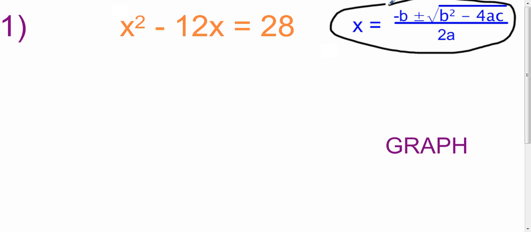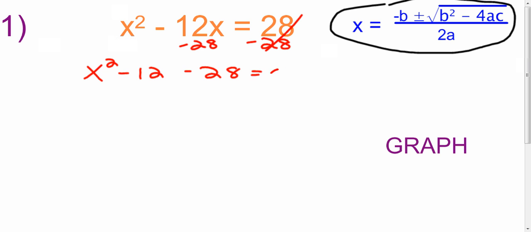So in this particular example, we are going to need to subtract 28 over and move that 28 to the left side so that it looks like this: x squared minus 12x minus 28 equals 0.